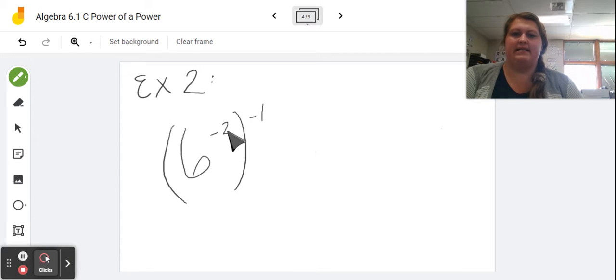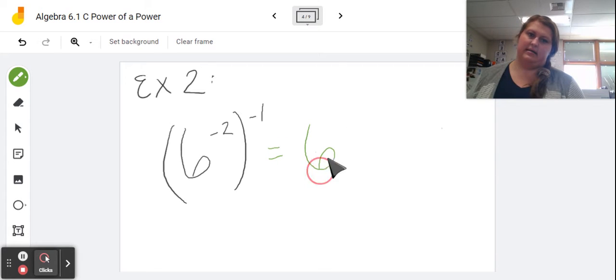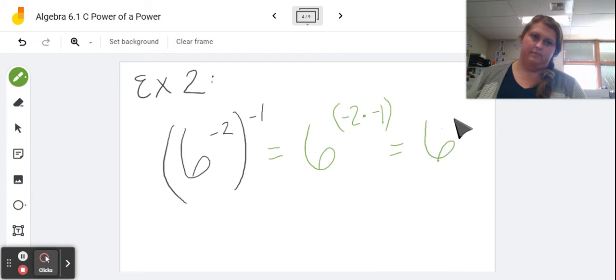Okay, next I have 6 to the negative 2 power times negative 1. So in order to solve this one, I'm going to have 6 to the negative 2 times negative 1, and that gives me 2. 6 squared, and 6 squared gives me 36.